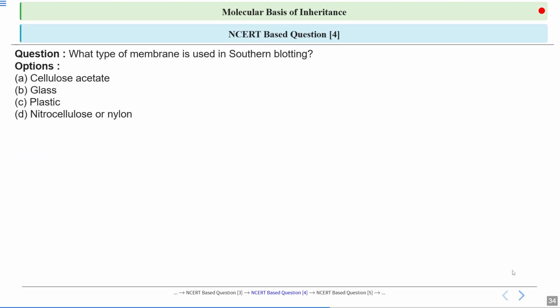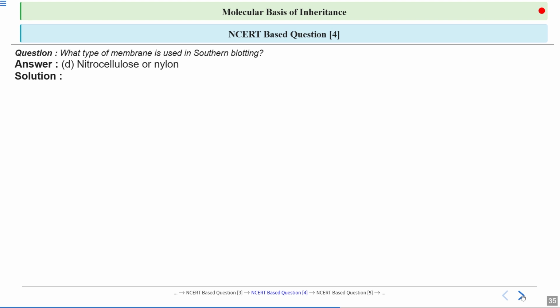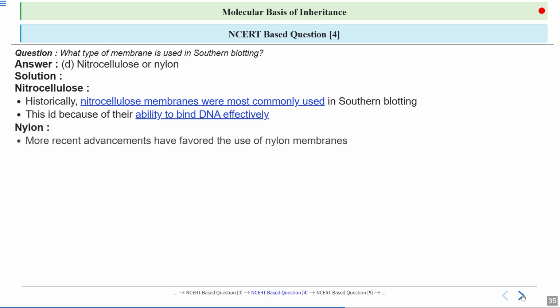Let's see the next question. What type of membrane is used in Southern blotting? Is it cellulose acetate, glass, plastic, or nitrocellulose or nylon? So it is nitrocellulose or nylon. Historically, nitrocellulose membranes were most commonly used in Southern blotting because of their ability to bind DNA effectively.